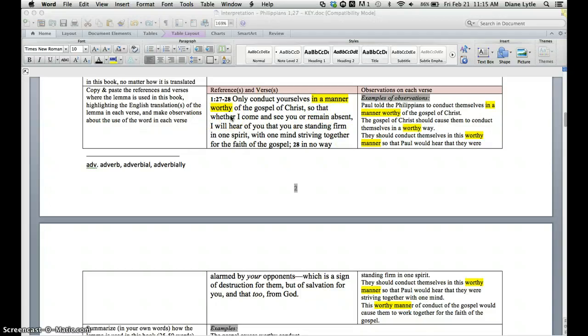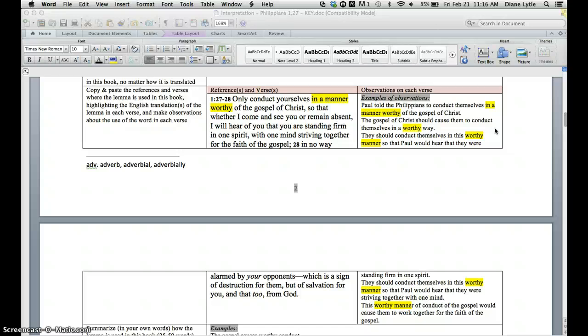How is it used in this verse? So the first thing you want to know is who's talking and who is he talking to? Well, it's Paul told the Philippians to conduct themselves in a manner worthy of the gospel. Well, what does that mean? How should they do that? Well, the gospel of Christ should cause them to conduct themselves in a worthy way.